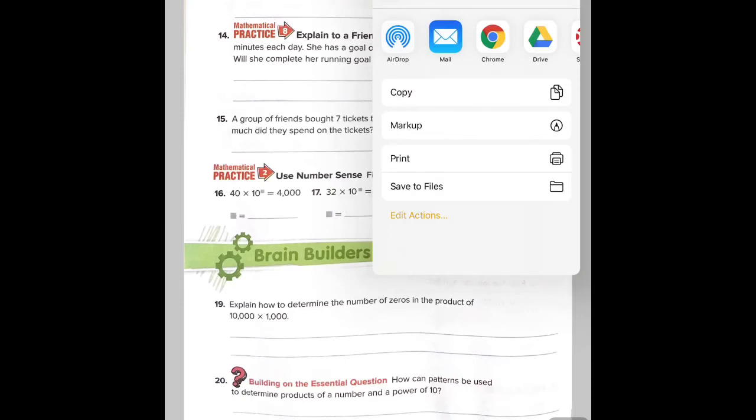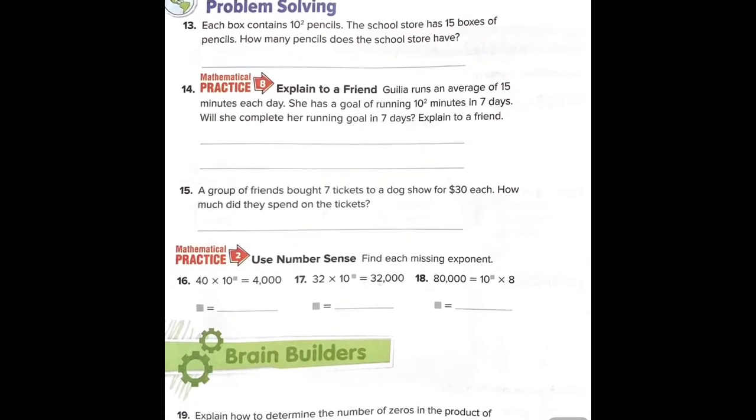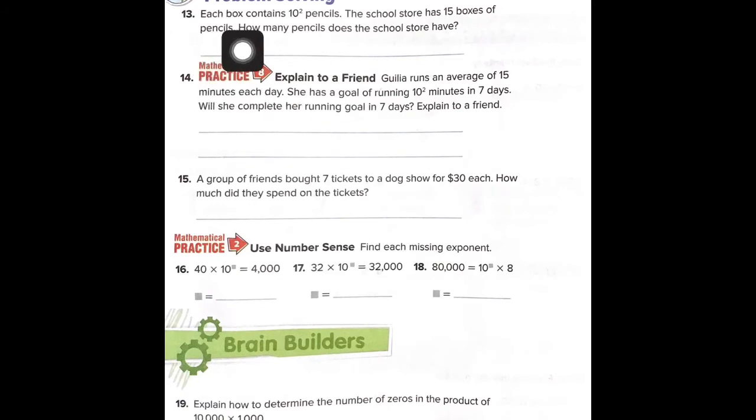All right, join me on the next page. We're on number 14 on page 102. Each box contains 10 to the squared pencils. The school store has 15 boxes of pencils. How many pencils does the school store have?